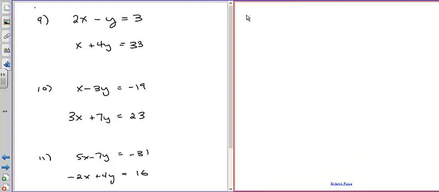Okay, then we have number 11. 5x minus 7y is equal to negative 31. So let's put the coefficients here. So we get 5, negative 7, negative 31, negative 2, 4, 16. Now, you'll notice that in row 2, everything's divisible by 2. So we could take row 2 divided by negative 2.